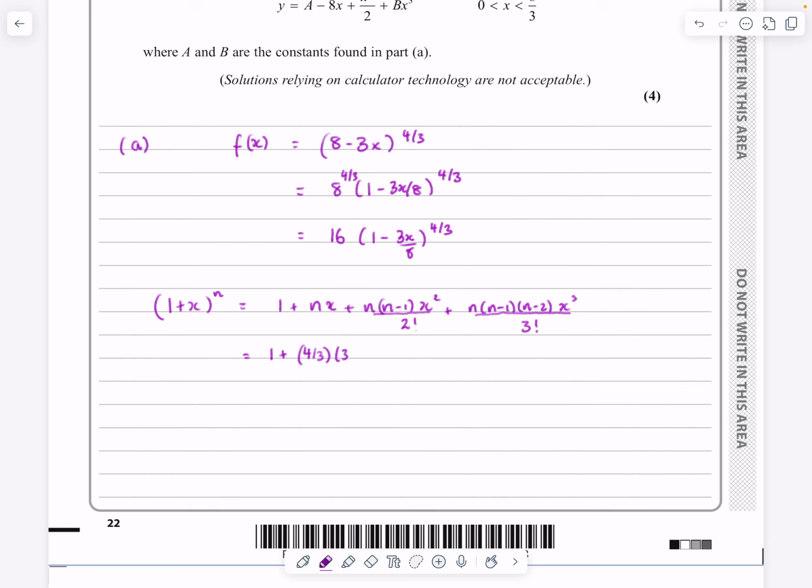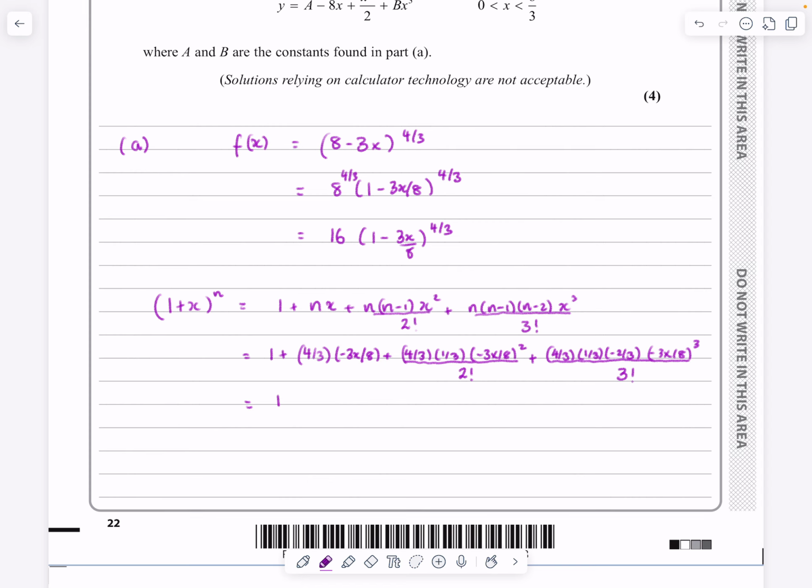x, and x is minus 3x over 8, plus n minus 1, so that's 4 over 3, then 1 over 3. We've got our x squared, all over 2 factorial, and then finally, again, 4 over 3, 1 over 3, taking 1 off that again is minus 2 over 3. If you've practiced these, it shouldn't be too much of a hardship to go through and get all these terms done correctly and accurately, and then just multiply everything out.